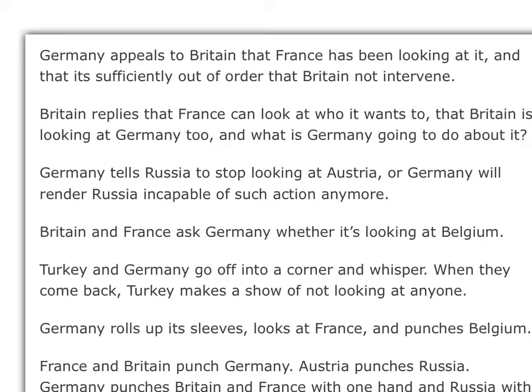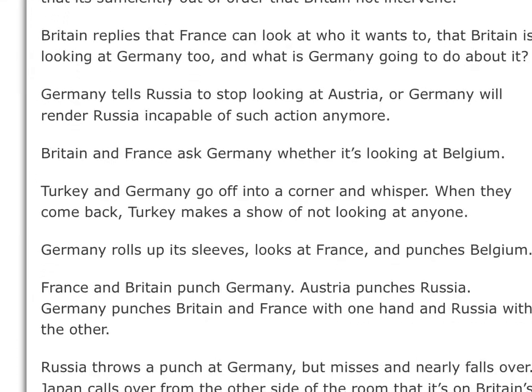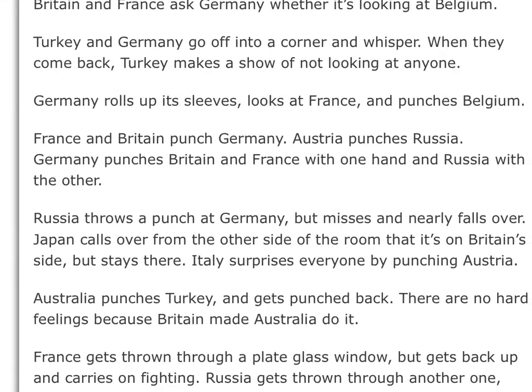Germany tells Russia to stop looking at Austria or Germany will render Russia incapable of such action anymore. Britain and France ask Germany whether it's looking at Belgium. Turkey and Germany go off into a corner and whisper. When they come back, Turkey makes a show of not looking at anyone. Germany rolls up its sleeves, looks at France, and punches Belgium. France and Britain punch Germany. Austria punches Russia. Germany punches Britain and France with one hand and Russia with the other.